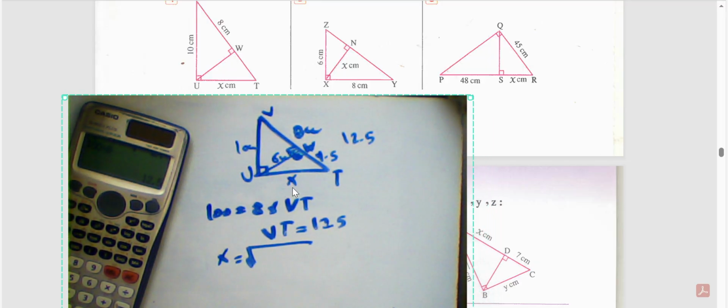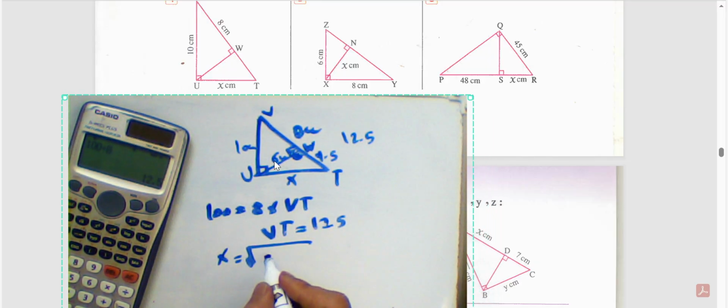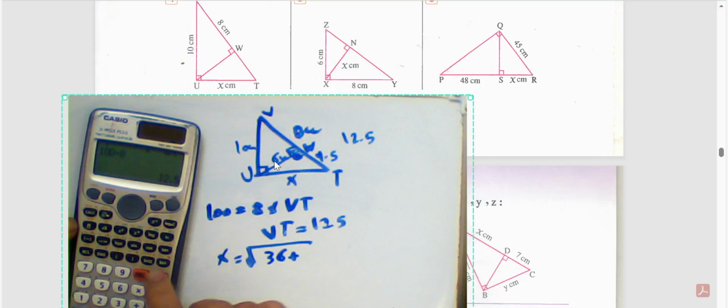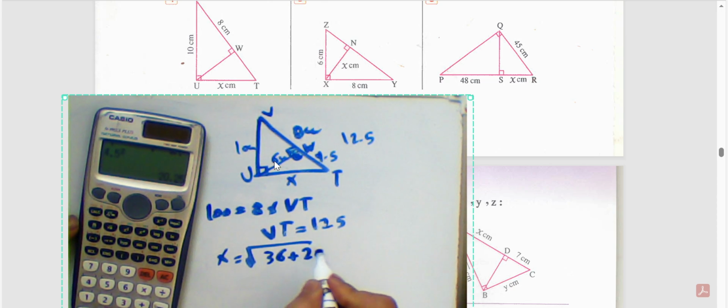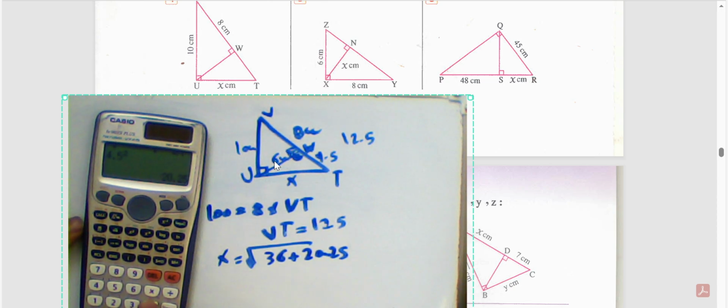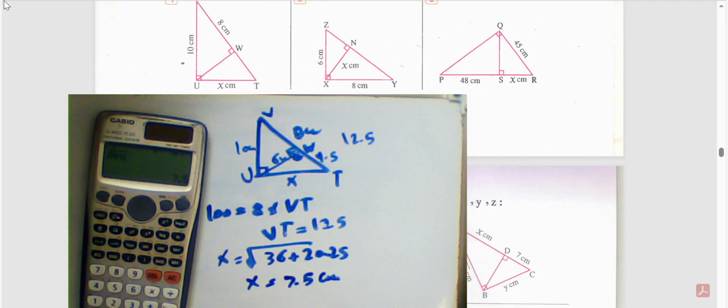we can write 4.5 power 2 and 6 power 2 and then find the square root. 6 power 2 is 36 and 4.5 power 2 will be 20.25, plus 36 is this. Then x equals the square root of the answer. It will be 7.5 centimeters. The length here will be 7.5.